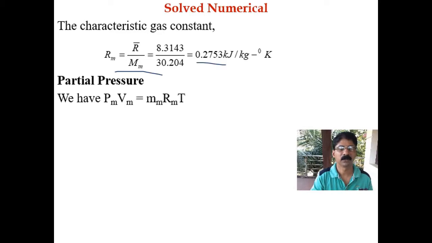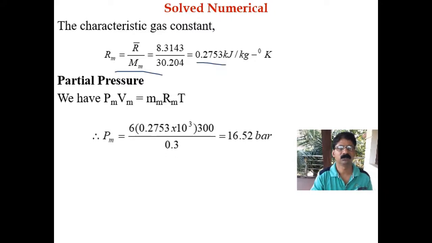Then coming to the partial pressure, you have the state equation Pm Vm is equal to mm Rm into T. So Pm, you can find as 16.52 bar. Pm is nothing but mass of the mixture into gas constant for the mixture into temperature divided by the volume of the mixture. So you'll get it in Pascal, in fact. Then you have to convert into bar by dividing by 10 to the power 5.